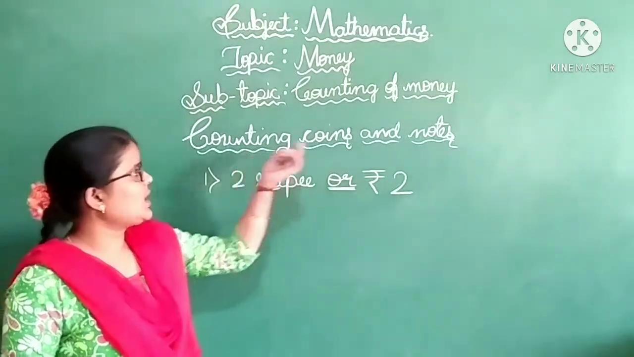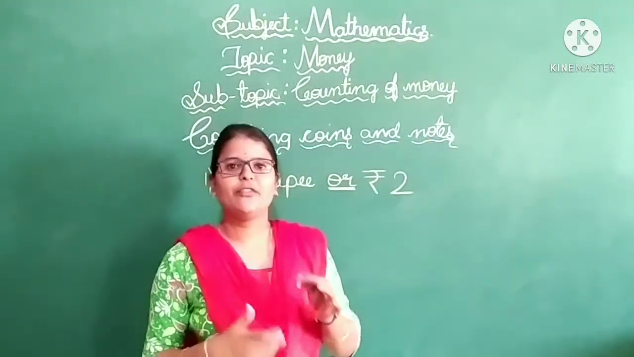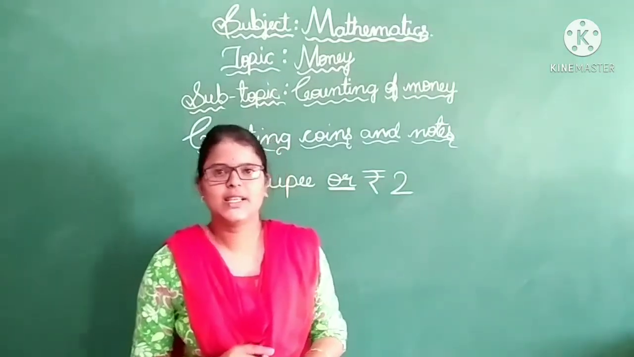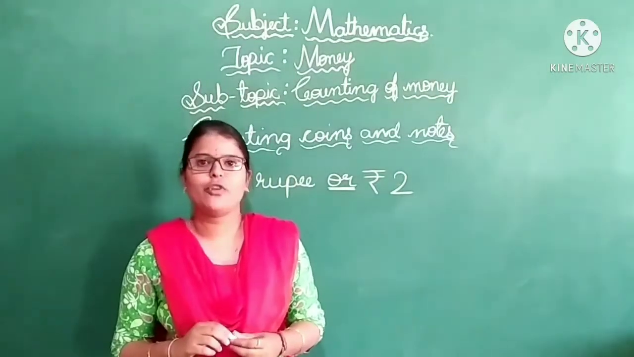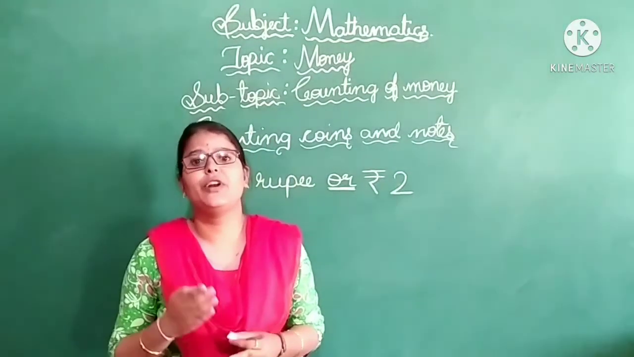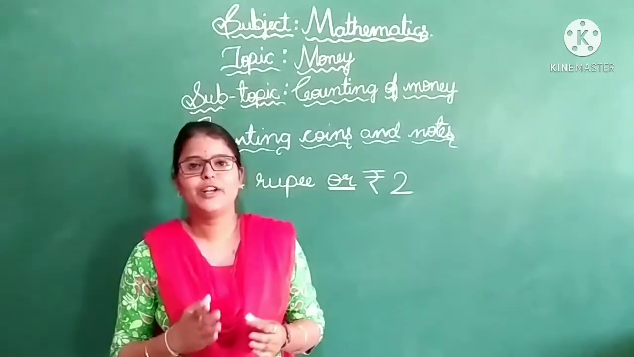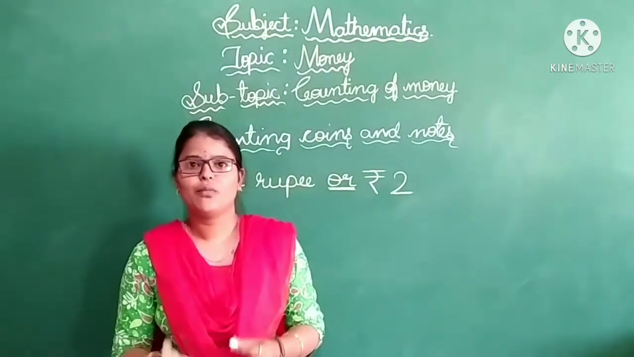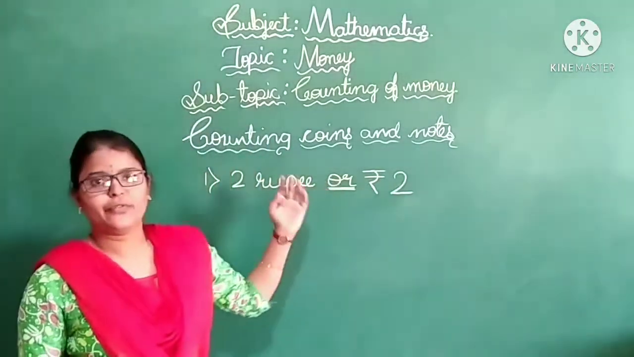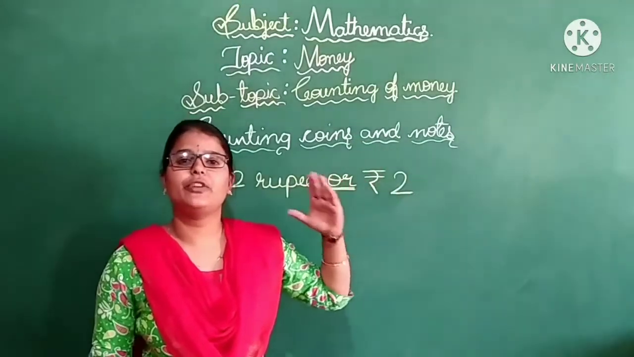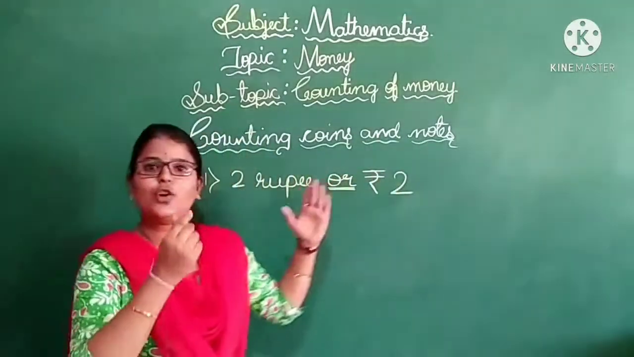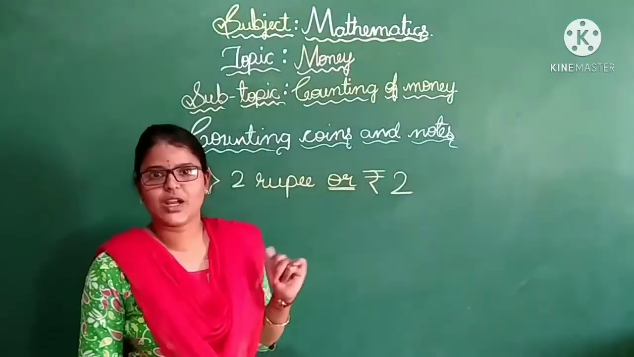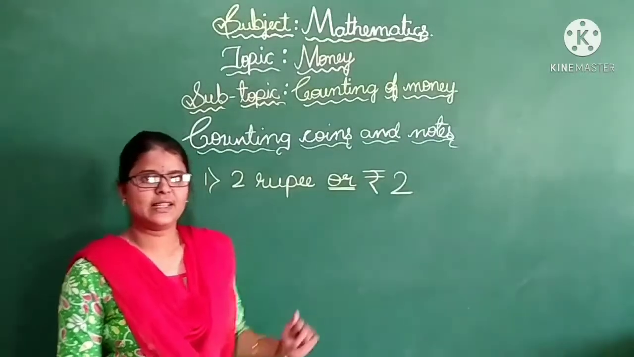Now let us see counting coins and notes. How can we count coins and notes? Different combinations of coins and notes can make different amounts of money. This means that by using different coins and notes, we can make different amounts of money. Let us see how, with examples.